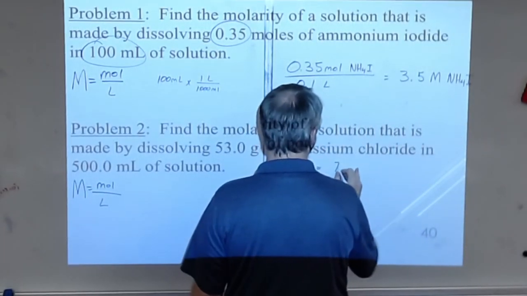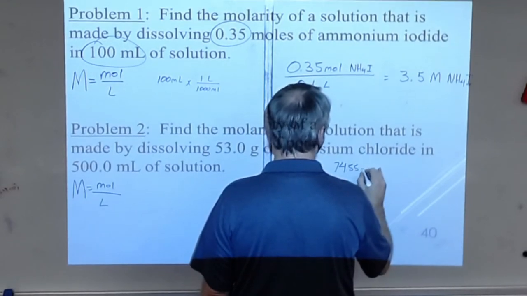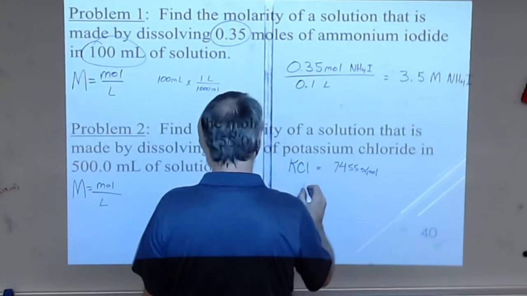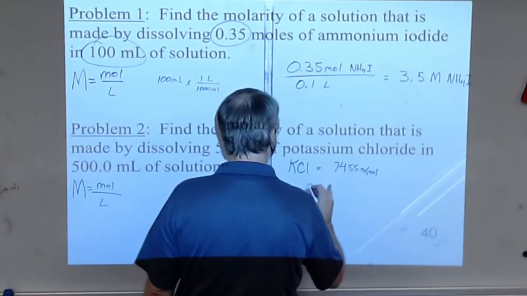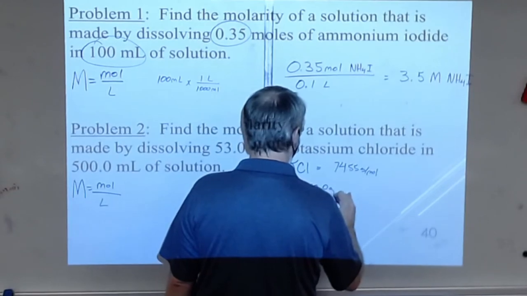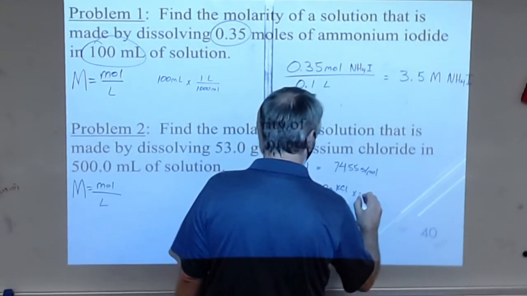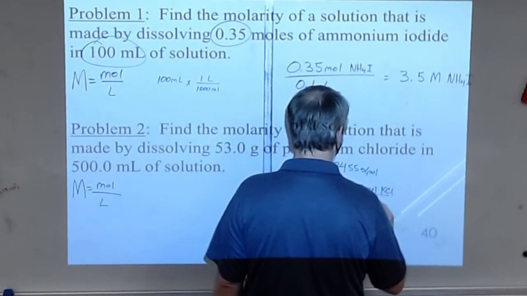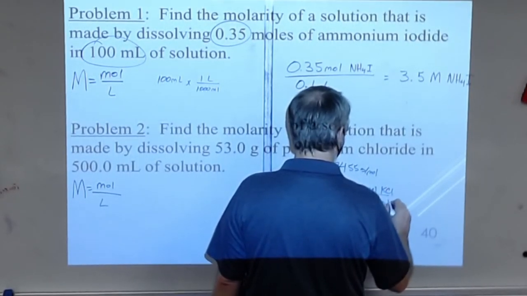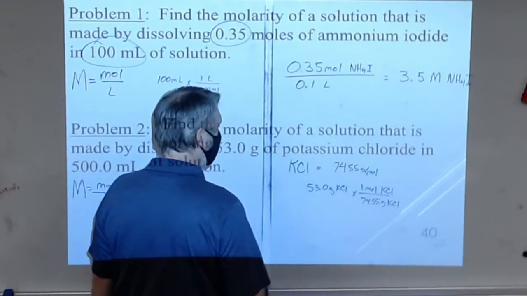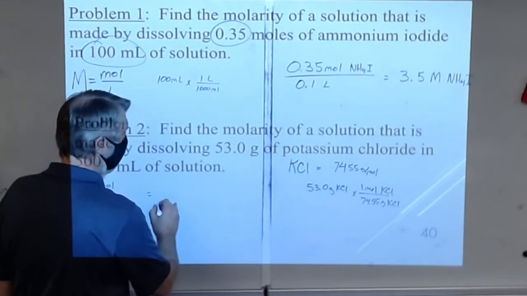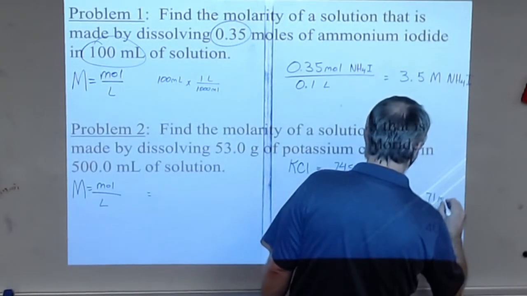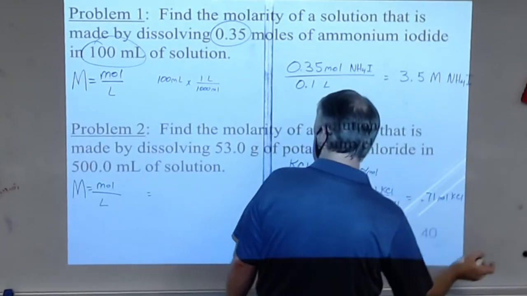All right, 74.55 grams per mole. So I can actually calculate the 53.0 grams of KCl times 1 mole of KCl over 74.55 grams of KCl. And that's going to give me how many moles? What'd you get? 0.71 moles of KCl. All right, so now I have moles.